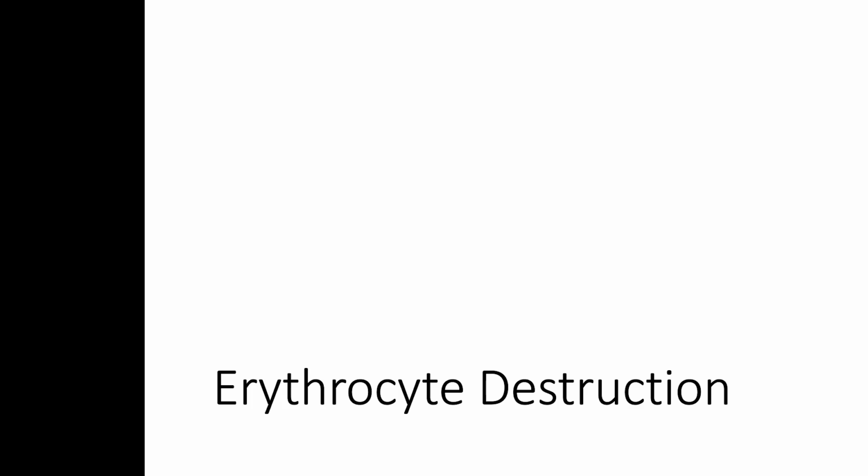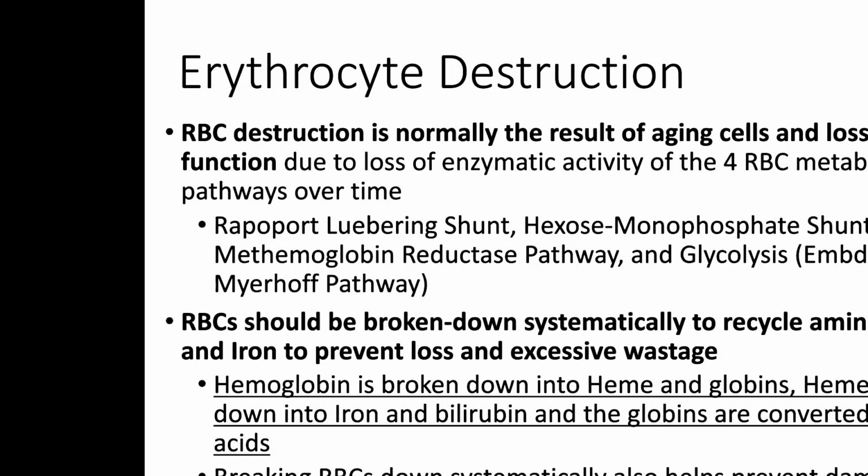Erythroid destruction, and this should be the last section for this lecture. So, destruction is good when we're just getting rid of non-functioning cells and aged cells. Usually this will happen when the RBC is sort of approaching its end of life, and the four shunts over time have just stopped working as effectively as it needs to. The thing is, though, that when RBCs are about to be dead, they need to be broken down systematically.